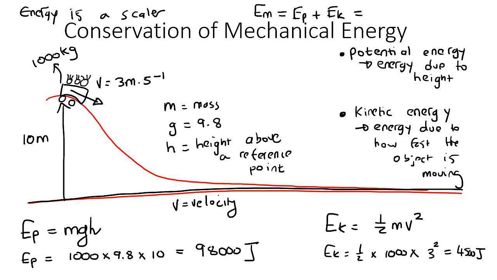For this object it would be 98,000 plus 4,500, and that would give us 102,500 joules. So mechanical energy is simply potential energy plus kinetic energy. So remember that, okay?